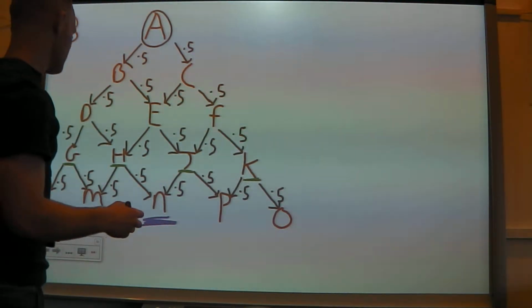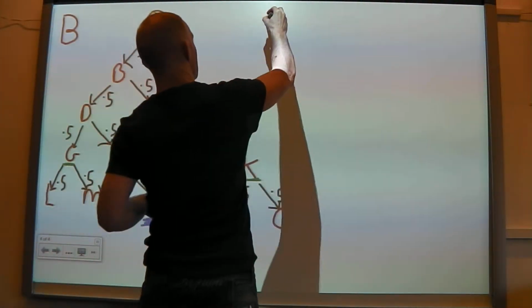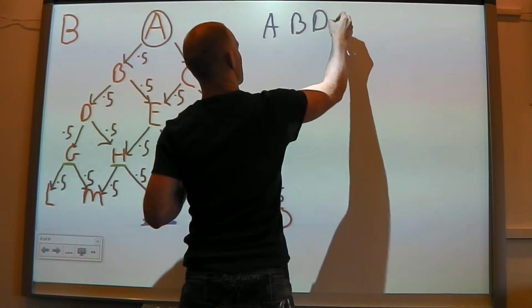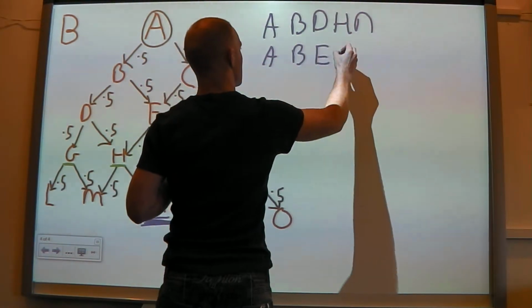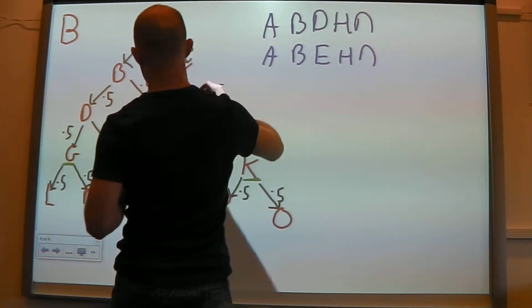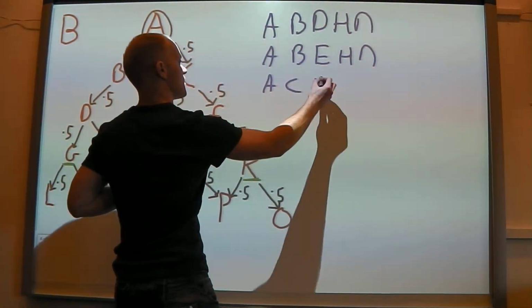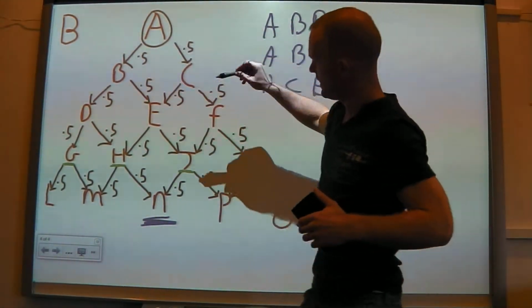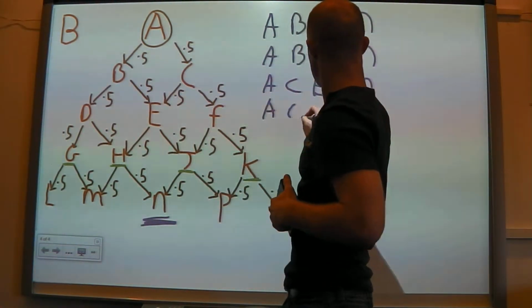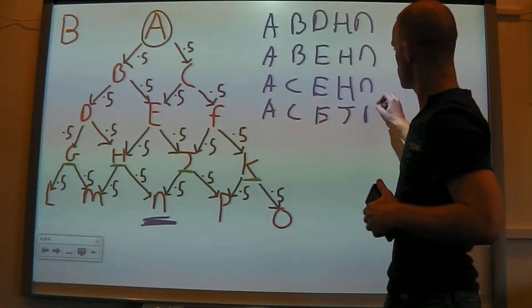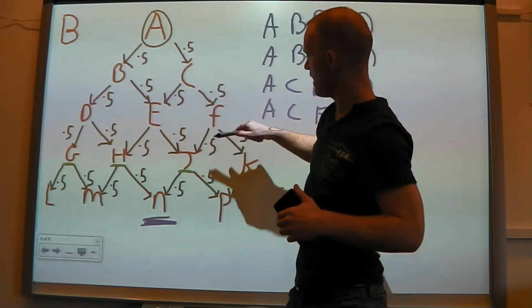So the different routes are A, B, G, H, N. A, B, E, H, N. Then you have A, C, E, H, N. And then you have A, C, E, J, N. Sorry for the bad writing here. So now what's left is A, C, F, J, N.